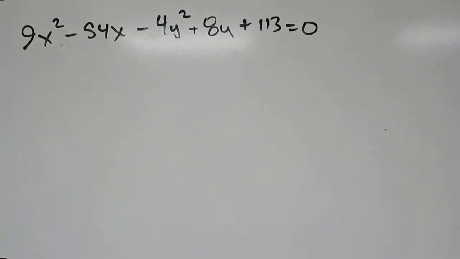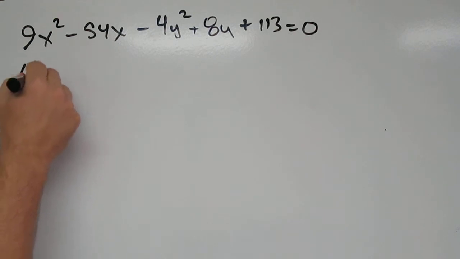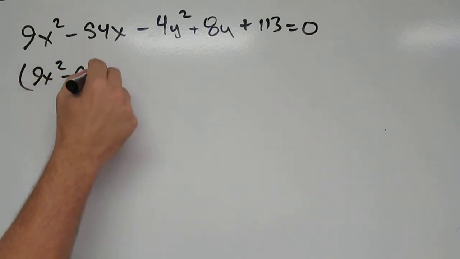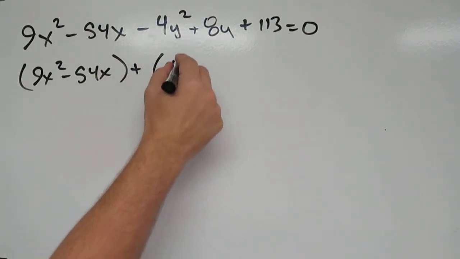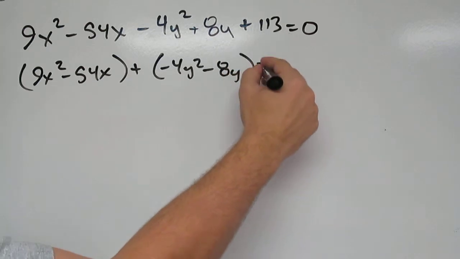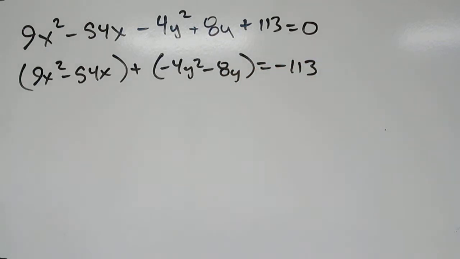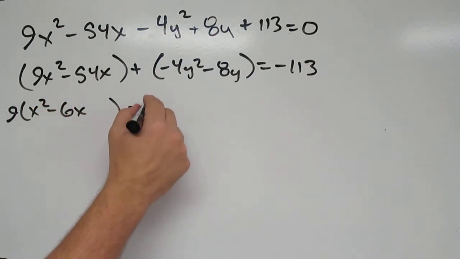Let's do one of your favorite examples here with a hyperbola where we have to do completing the square. So I'm going to group the x's, and I'm going to group the y's. I'm going to move the 113 over to the other side. I now factor out the 9 here. And I'm going to factor out a negative 4.